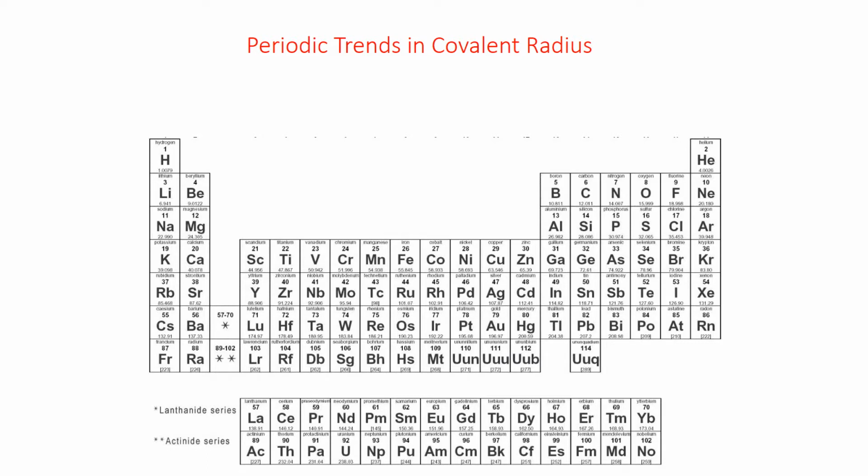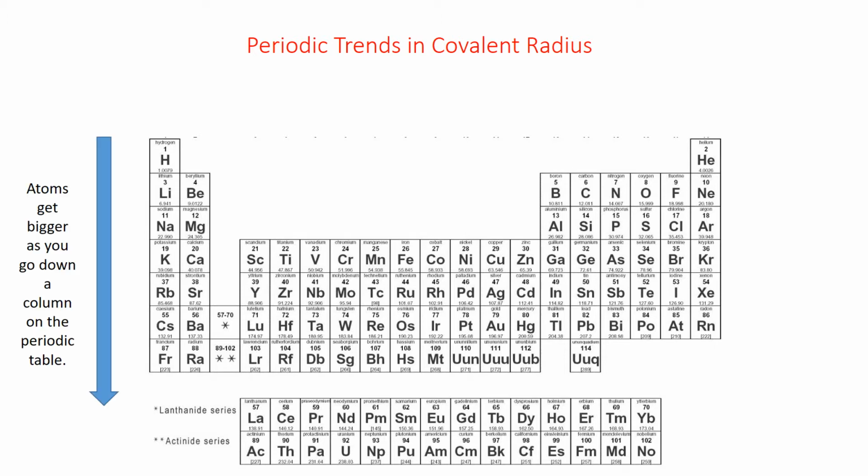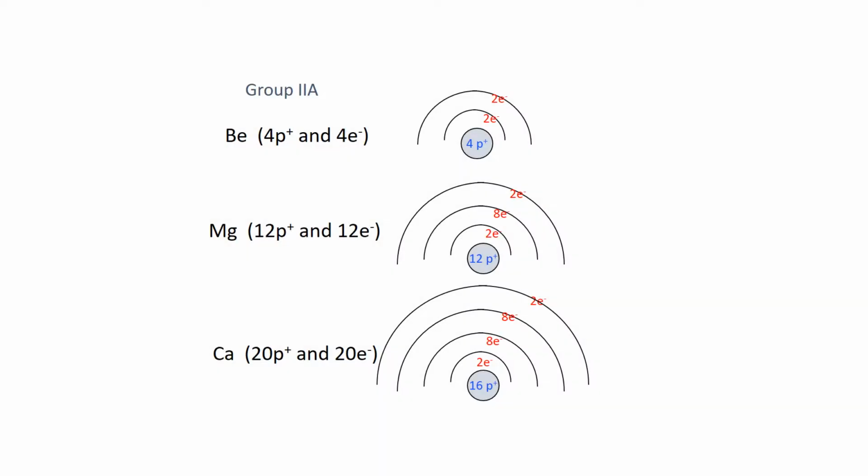So covalent radius is ultimately a function of the size of the atoms that are bound together. And as a general trend, on the periodic table, when you go down a column, you'll find that the atoms tend to get bigger. And that means that the covalent radius gets bigger as well. This makes sense in terms of electron structure because as you go down a column on the periodic table, the valence electrons are found in higher and higher energy levels.